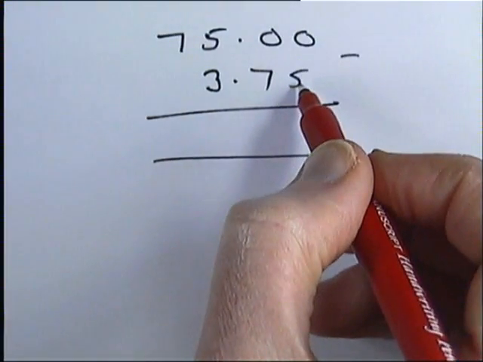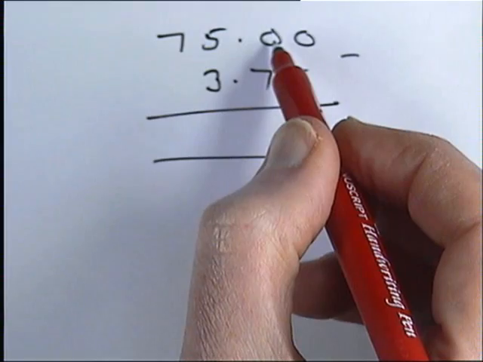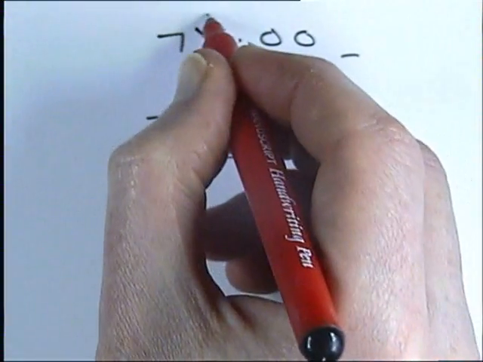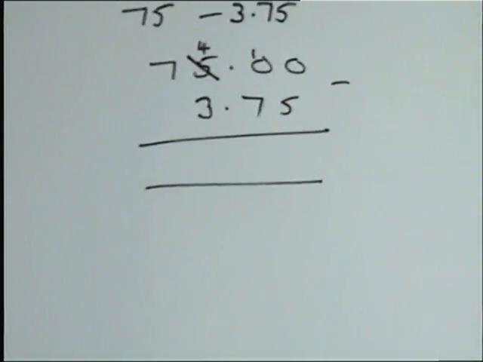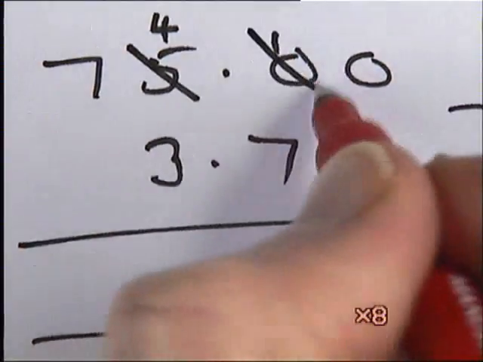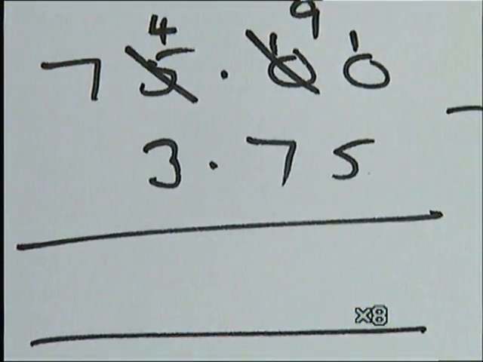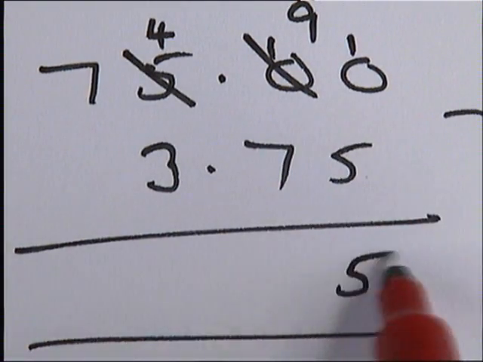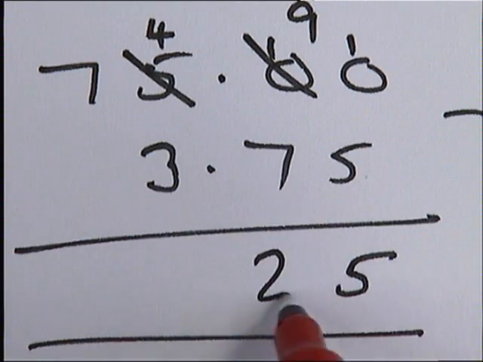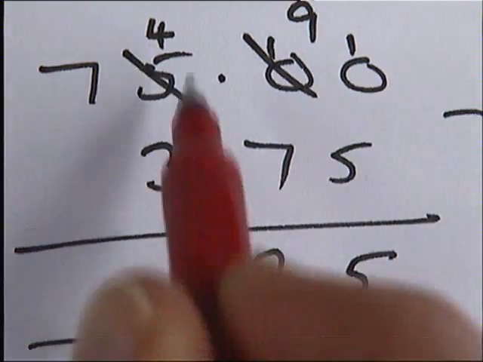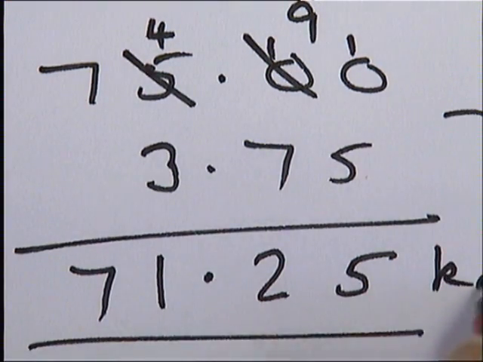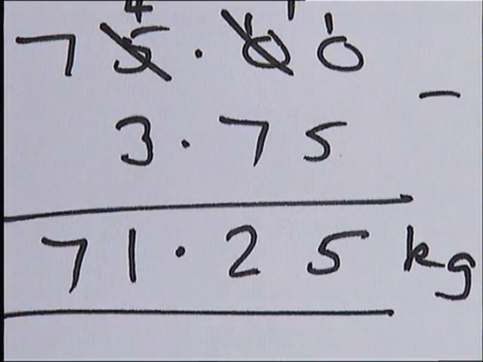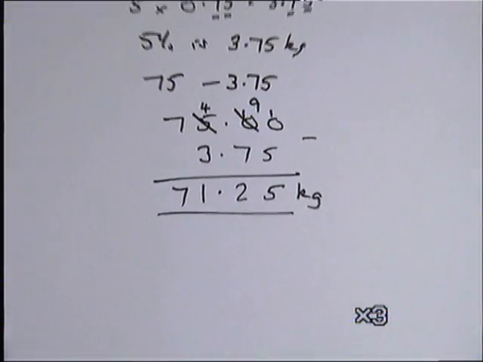I can't do nothing take away 5. I need to borrow, and I can't borrow from there. There's nothing to borrow from. So from here, that 5, knock that down by 1, put that 1 there. Then, when I've got 10 here, I can reduce that down by 1 to make that 9 now, and put 1 over here. So I've now got 10 take away 5, which is 5, 9 take away 7, which is 2, put the point in the right place, 4 take away 3 is 1, and the 7. So my final answer to this question, not using a calculator, I get 71.25 kilograms.